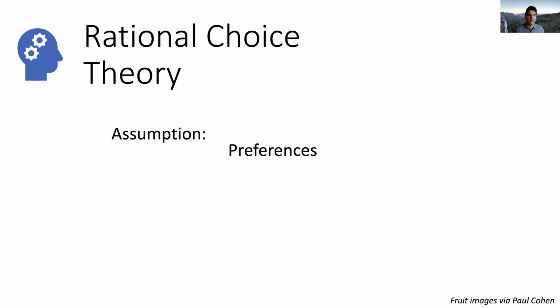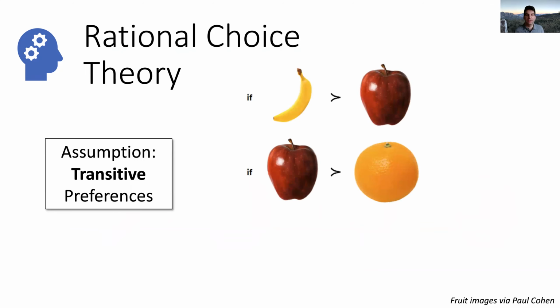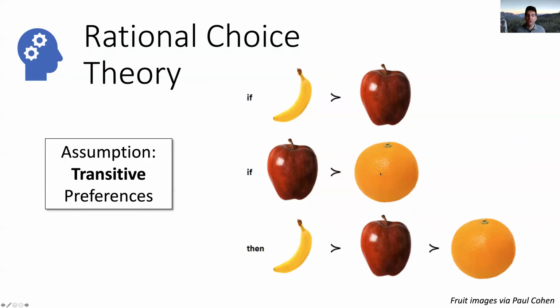The other assumption we're going to make is transitive preferences. If someone prefers a banana over an apple, and they prefer an apple over an orange, then we're going to assume that they're going to prefer the banana over the orange. So they'll prefer the banana over the apple and the apple over the orange, and it forms this line here. Those are the two axioms that we are going to build our theory of how people make choices out of.